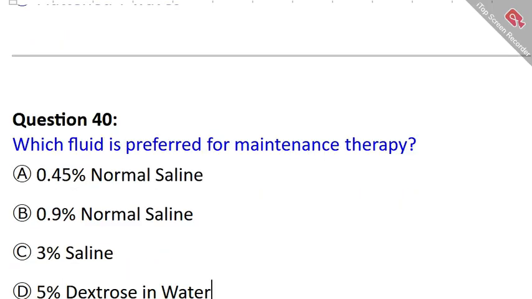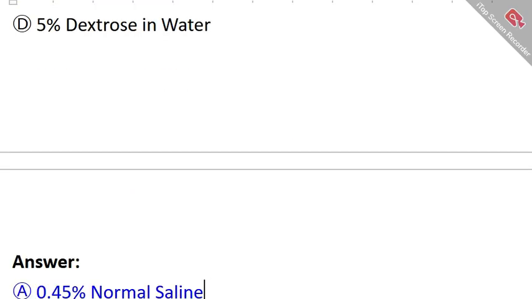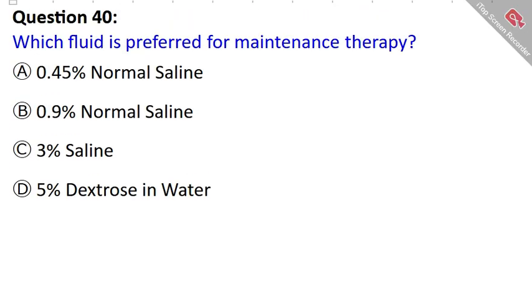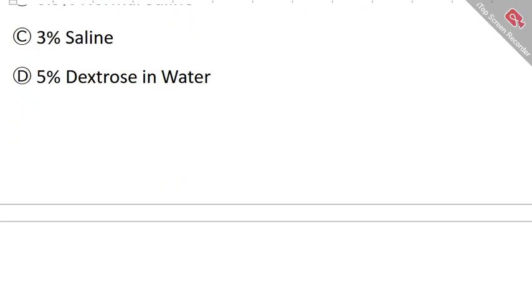Question 40. Which fluid is preferred for maintenance therapy? Four kinds of fluids you already know. Some of them are isotonic, hypotonic, or this practice. Now you decide about this one. Which fluid is preferred for maintenance therapy? In this scenario, the correct answer is saline. Saline is preferred for maintenance therapy.